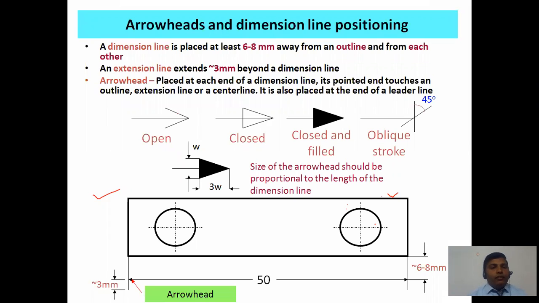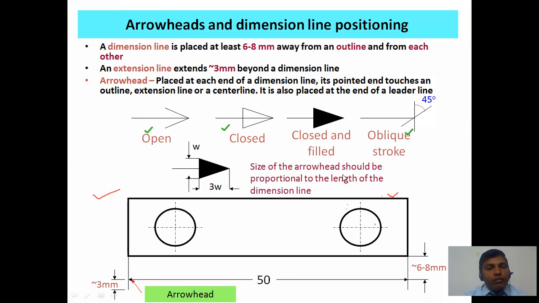Then the arrowhead. Again, the arrowhead is most important, showing the arrow to the diagram. In other subjects, you might have used this kind of arrow, this kind of arrow, this kind of arrow. But what is the correct way of showing the arrow to any feature? The correct way of showing dimensions is that your arrow should be 3:1.